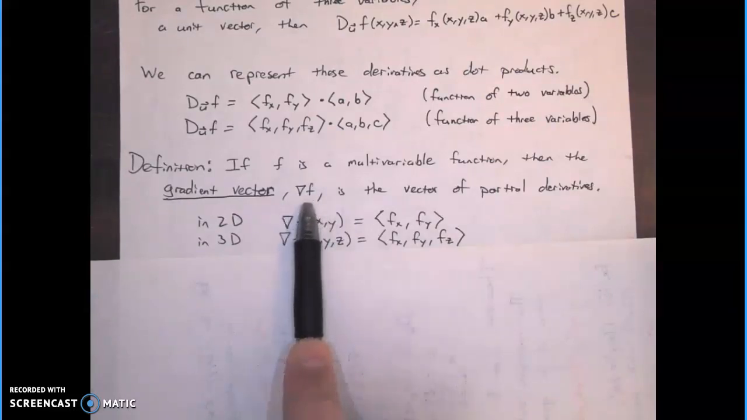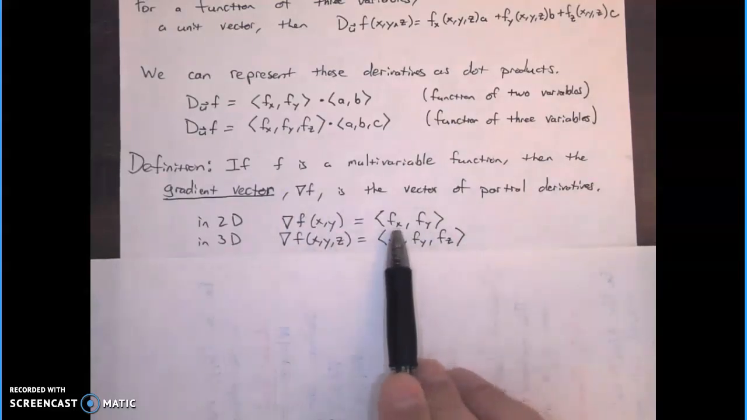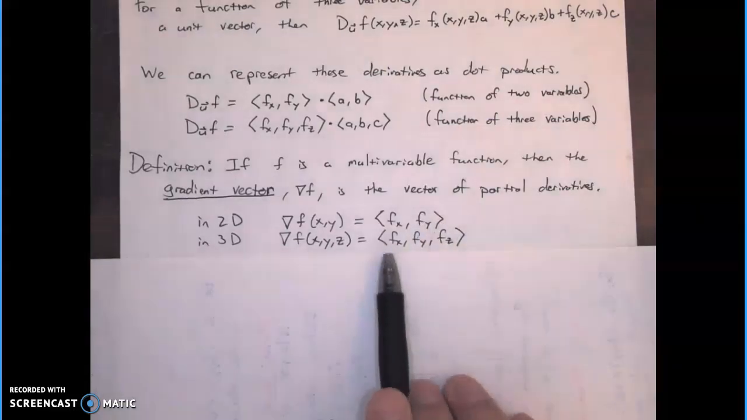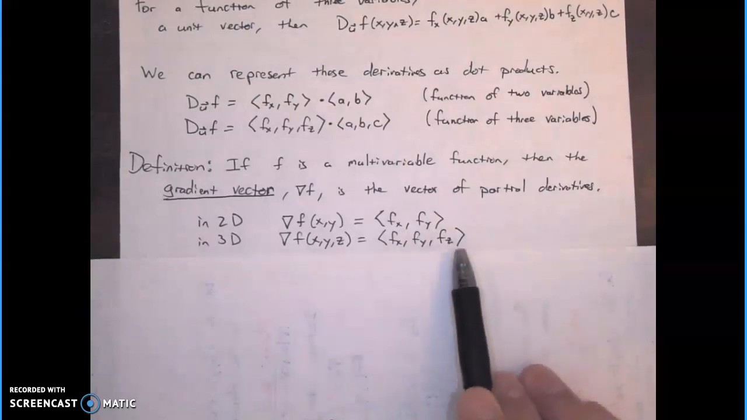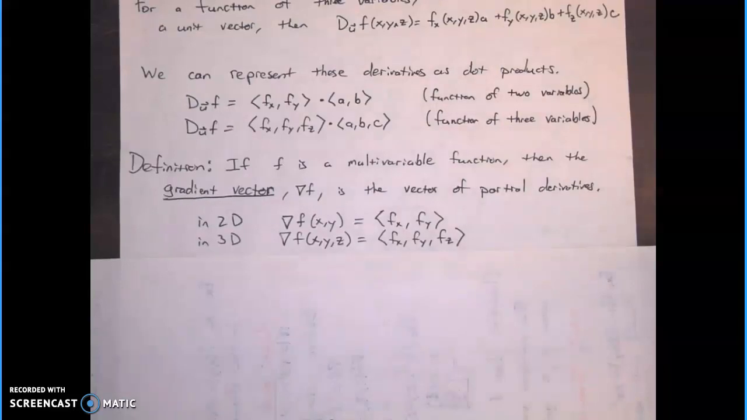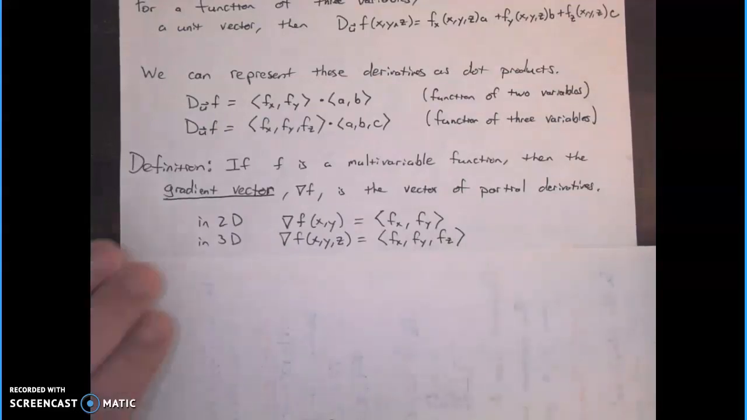So the gradient of f is the vector of partial derivatives. In 2D, the partial derivative of f with respect to x is the first component, and the partial derivative of f with respect to y is the second component. In 3 dimensions, if we have a function of 3 variables, the first 2 components are the same, and then we add a third component, the partial derivative with respect to z. If we had a function of 4 variables, the fourth component would be the partial derivative with respect to whatever that fourth variable is, etc. You can have as many variables as you want, make this gradient vector as long as you like.